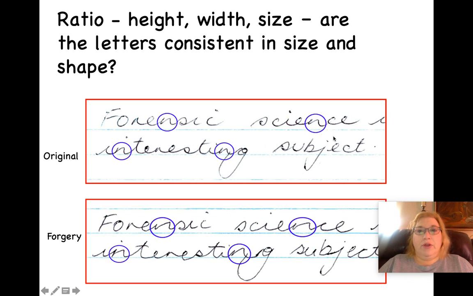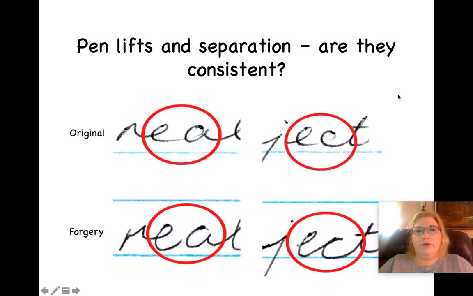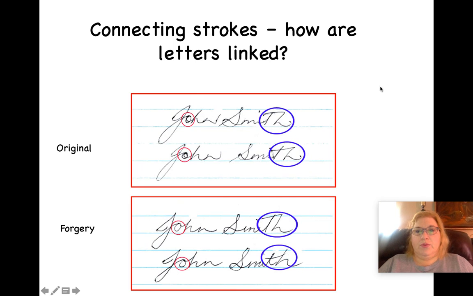The ratio of the letters. Do you always make your R larger or your N larger or smaller than all the other letters? Where are your pen lifts and separations? When I write my name, I always lift between the I and the G of Paige. Always lift that way. So you get into habits where you lift between specific letters, and that can give someone a clue as to whether or not the handwriting is faked.